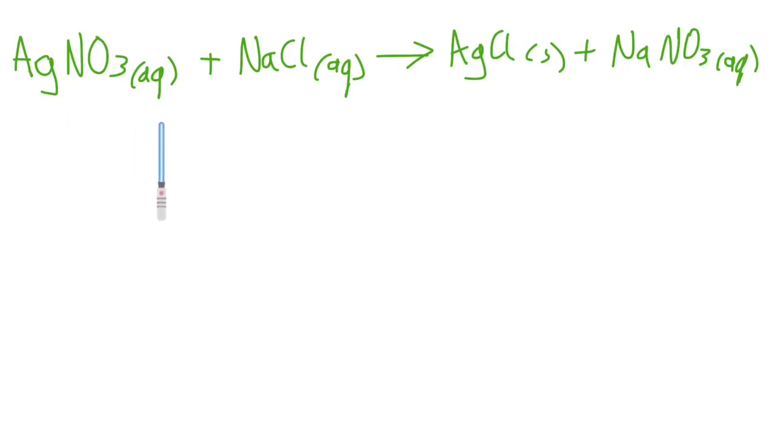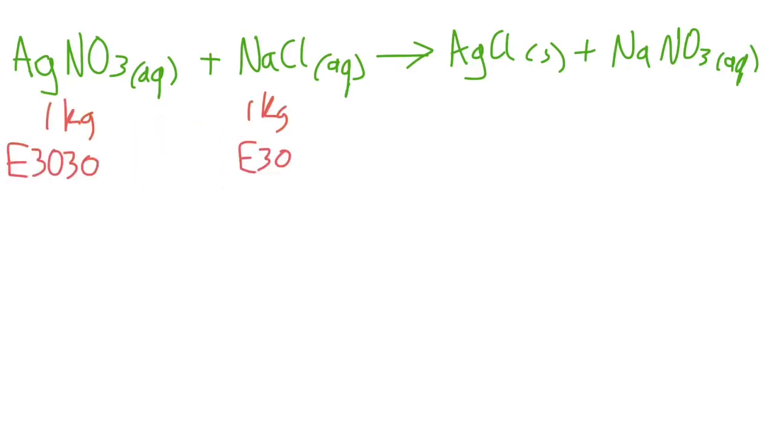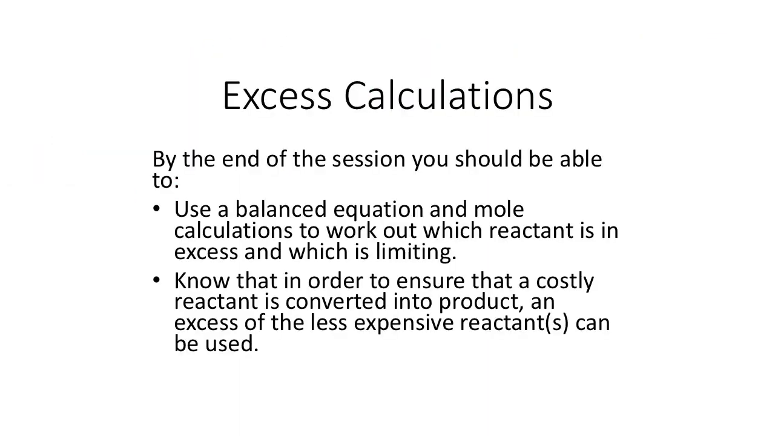To give you an idea of comparison of the prices, we can get a kilo of sodium chloride for £30, but a kilo of silver nitrate is going to be £3,030. It's a lot more expensive. So if we're using the silver nitrate, we need to make sure it all reacts. And one way for us to do that is to put an excess in of the much cheaper chemical to ensure that reacts. So I've gone over some examples of the excess calculations with you in this video.